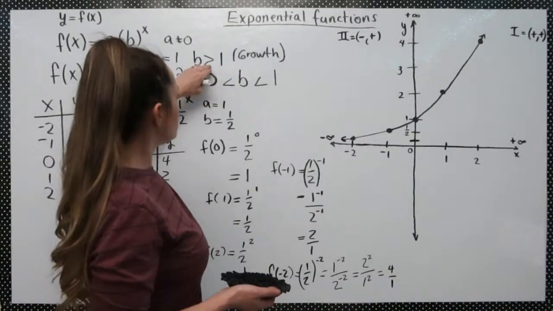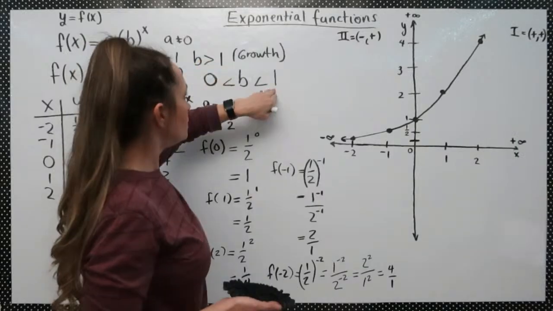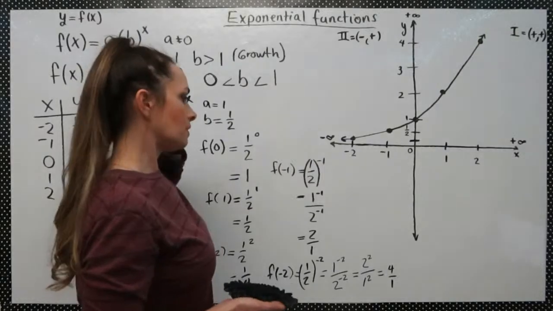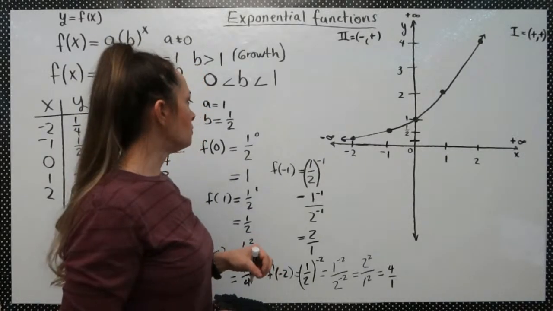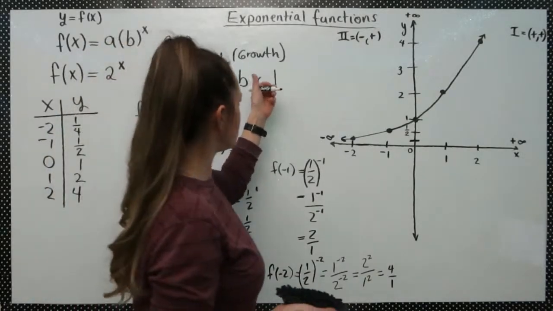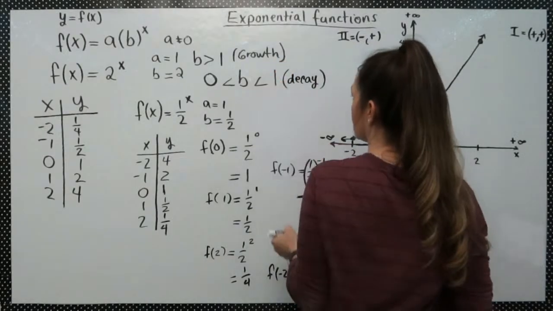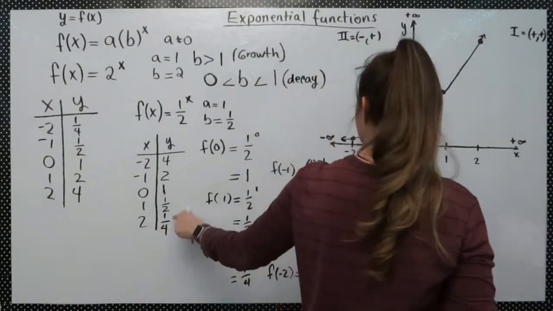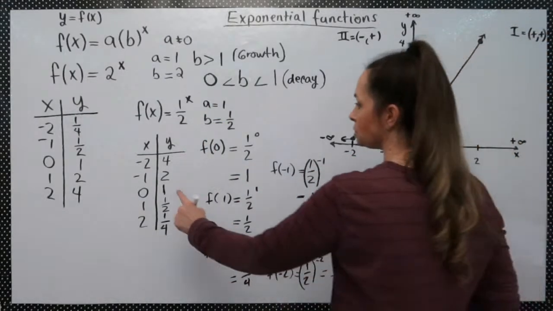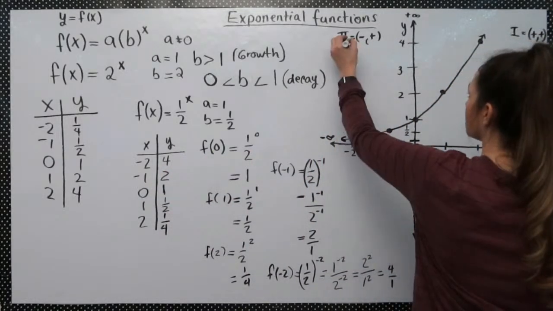So for b greater than 1, if it's 1, it's still a constant. 1 to the x, and we can verify that. So if it's greater than 1, you have a growth. If it's between 0 and 1, you have a decay. And we're going to see that as soon as we sketch the graph of this function right here. So we're going to go ahead and put these points on there. We have -2, 4. So -2, 4 is up here.